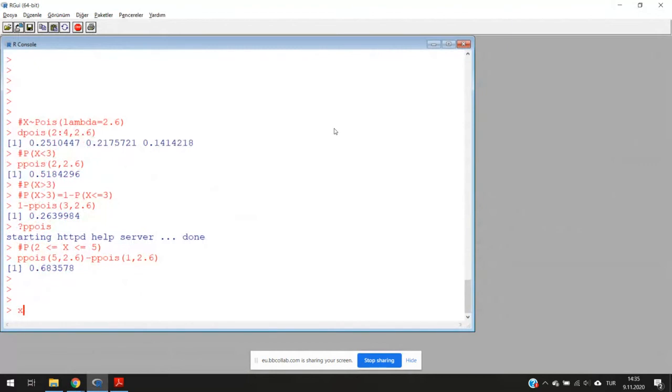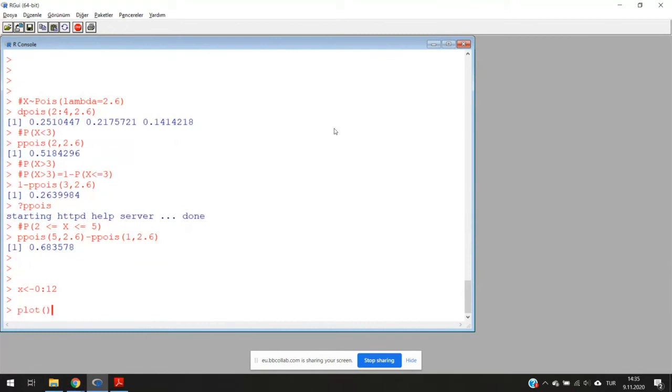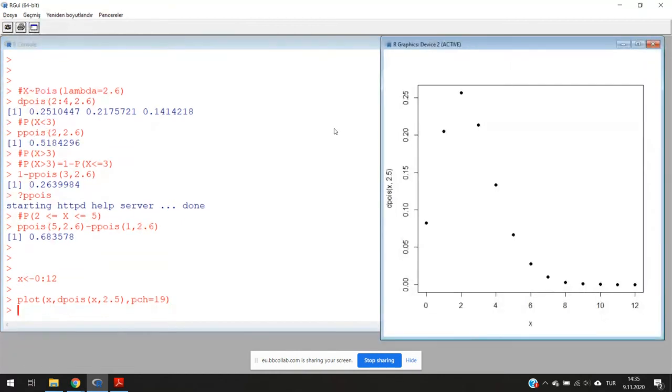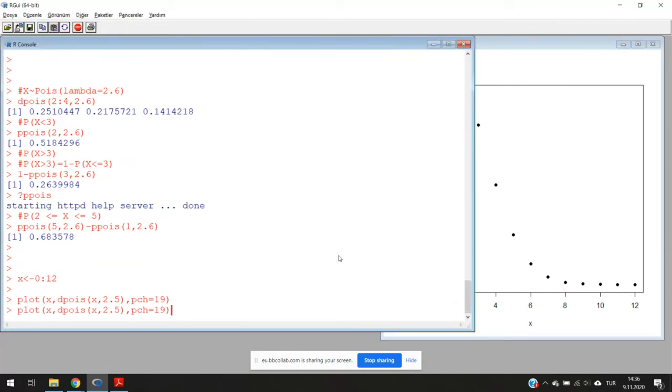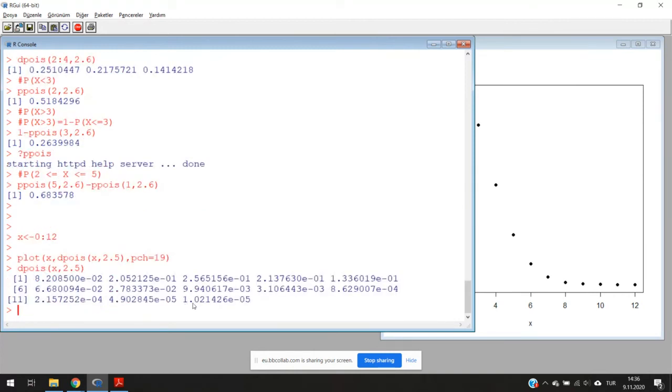I will say that my input vector is an integer vector from 0 to 12. And I'm going to draw a plot, X versus the probability mass function of a Poisson random variable, where the input values are from the vector 0 to 12, and the rate parameter is 2.5. I would like to change the plot character to the 19th character, which is a black dot. And that is my probability mass function here. As you can see, the probability of this random variable taking any value greater than 10 is very, very small. In fact, you can also identify these probabilities by using the d function. You see these probabilities are very small compared to the other probabilities.